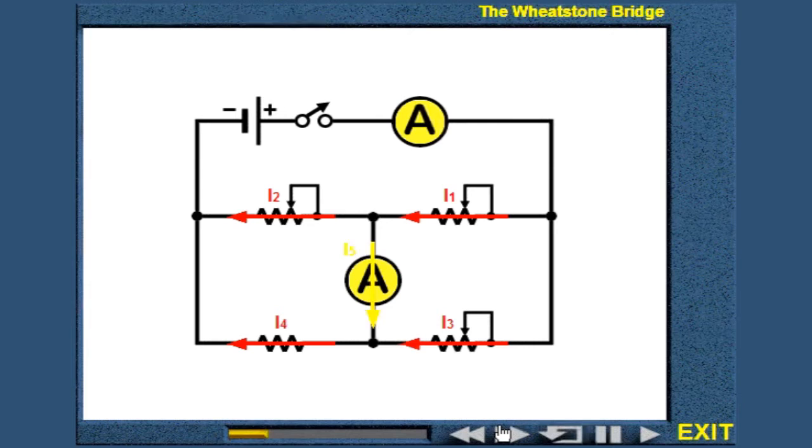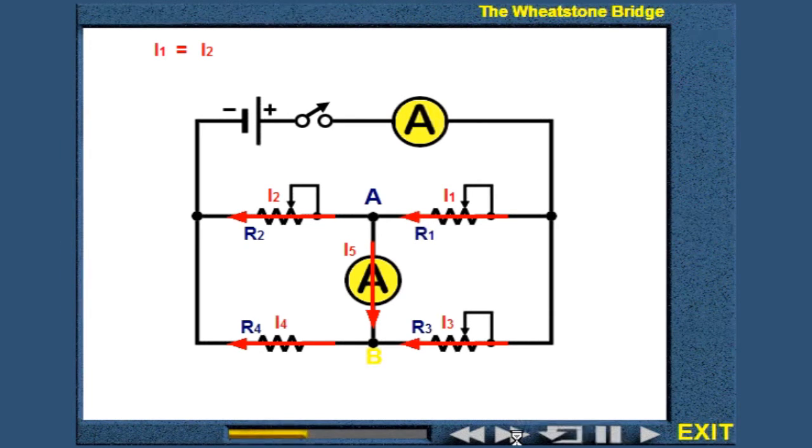Assuming the direction of the currents as shown, you can notice current I5 that flows through the sensitive ammeter. Let's apply Kirchhoff's first law to the node A. Current I1 enters the node, so it has a positive sign. Current I2 exits the node, so it has a negative sign. And the current I5 is equal to 0, so we can neglect it. From this simple equation, you can see that current I1 is equal to current I2. In fact, it is simply the same current.